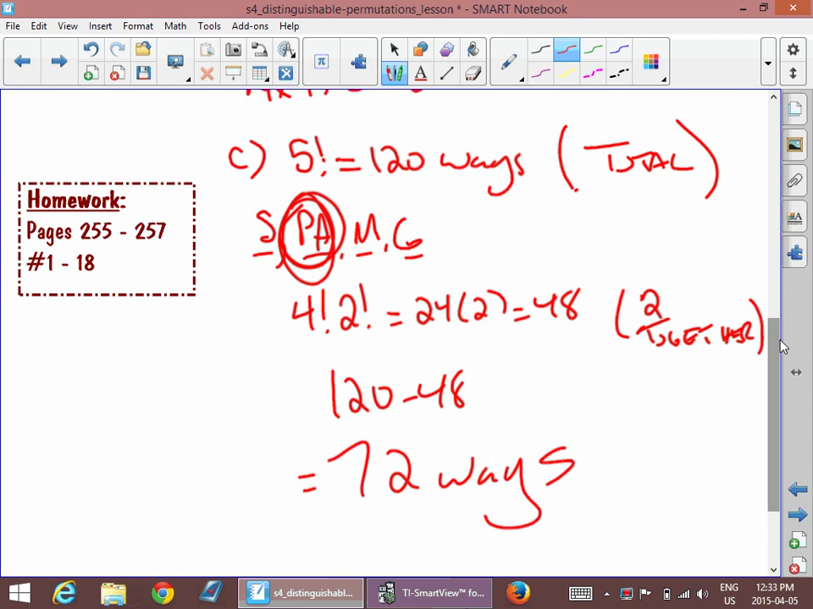The homework is in your textbook. It's questions numbers 1 to 18 on pages 255 to 257.